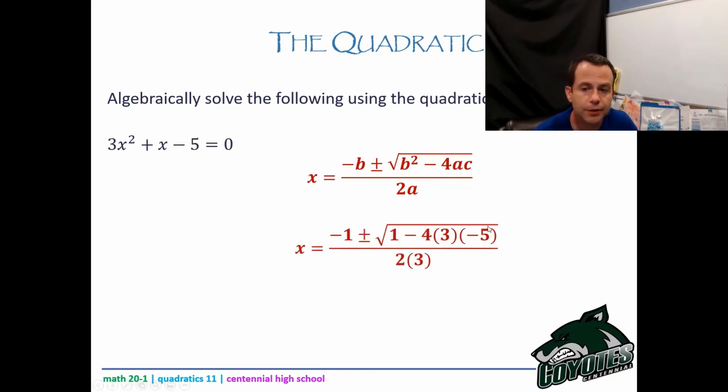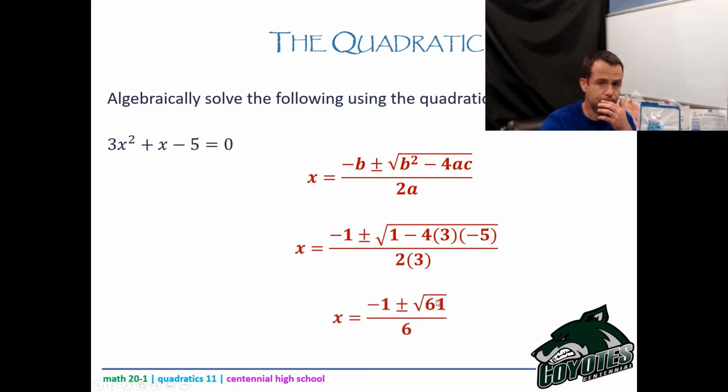Okay, underneath the square root, I've got 1. Essentially, negative 4 times 3 is negative 12 times negative 5 is positive 60. So I've got 1 plus 60, that'll be 61. So I've got negative 1 plus or minus root 61 over 6. Root 61 doesn't simplify, so that's the best I can do. That is simplest form that I can give for the answer. Okay.